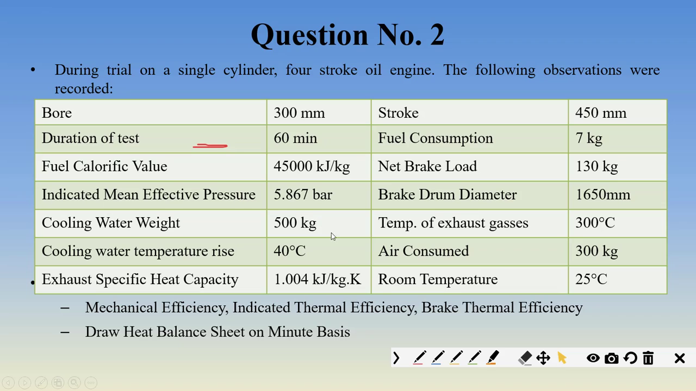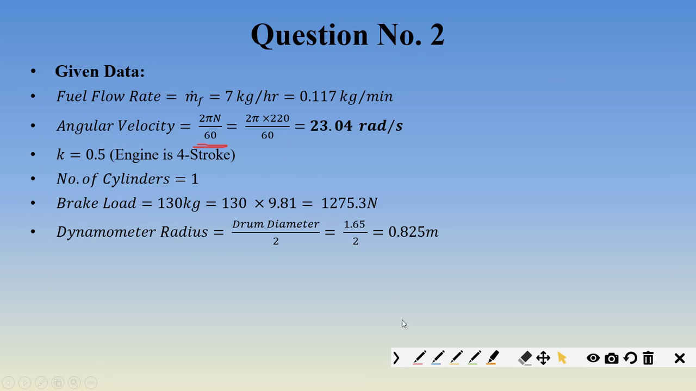Sorry, I forgot to write it over here. They have given us the engine RPM in the sum itself. Sorry, I forgot to write it over here in the given data. But the engine RPM is given as 220. So from this we have the angular velocity of 23.04 radian per second. We know that K is 0.5 because engine is 4-stroke engine. They have given us number of cylinder is 1.